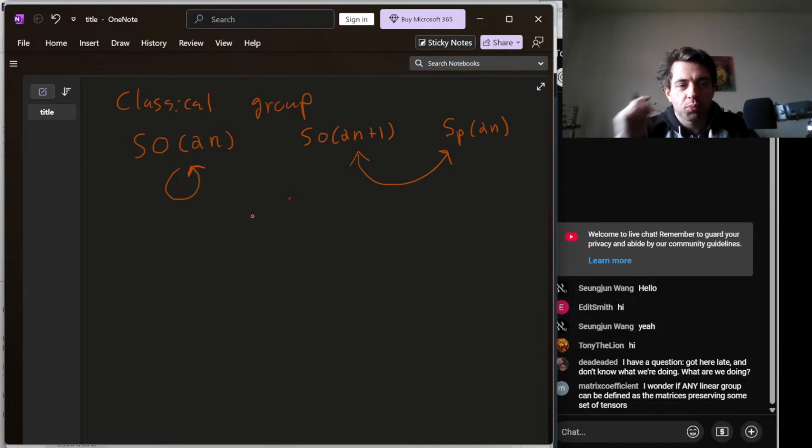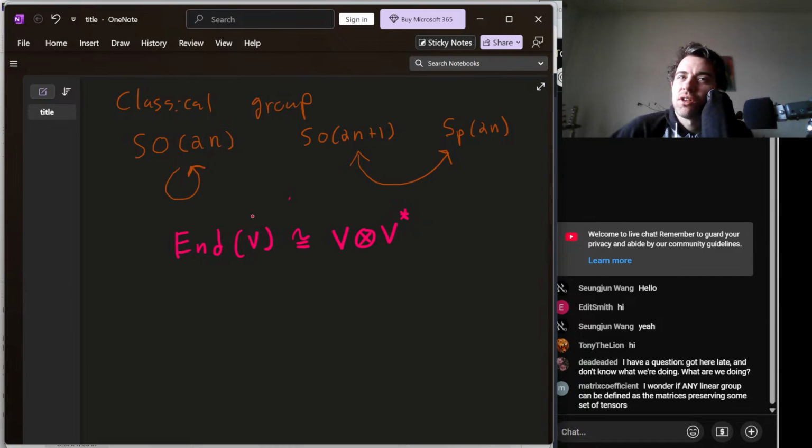Probably you could make it as preserving some set of tensors or something. And here's part of how I might think about doing that. And if I get sidetracked, too bad. This is a great isomorphism. So the endomorphisms of a vector space V are isomorphic to V tensor V star. Maybe I should write V star on the other side. I think I like to think about it that way.